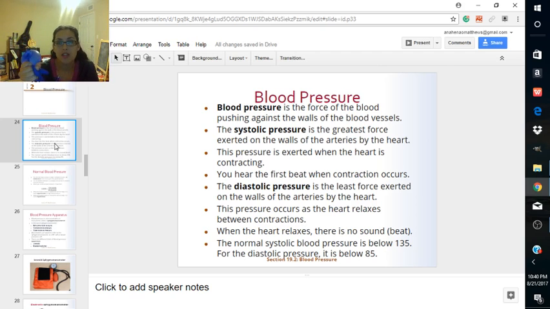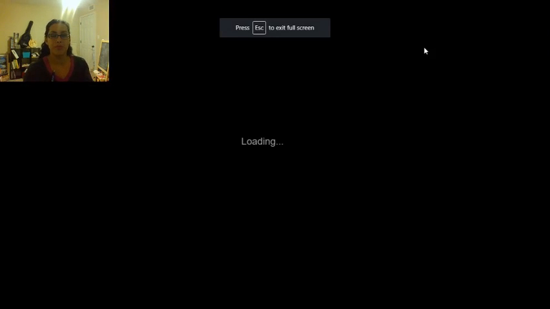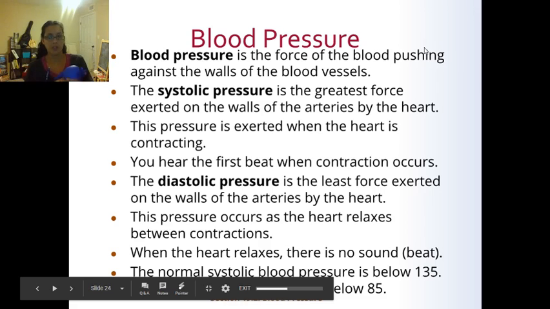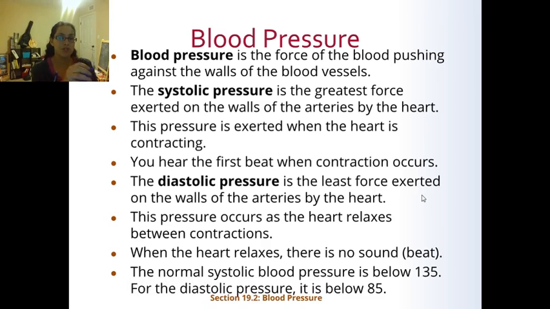The diastolic pressure is the least force. So if it's systolic right here and you let go, that's diastolic. Systolic, diastolic. Systolic, diastolic. The diastolic is the least force exerted on the walls of the arteries by the heart. This pressure occurs as the heart relaxes between contractions. When the heart relaxes, there's no sound.